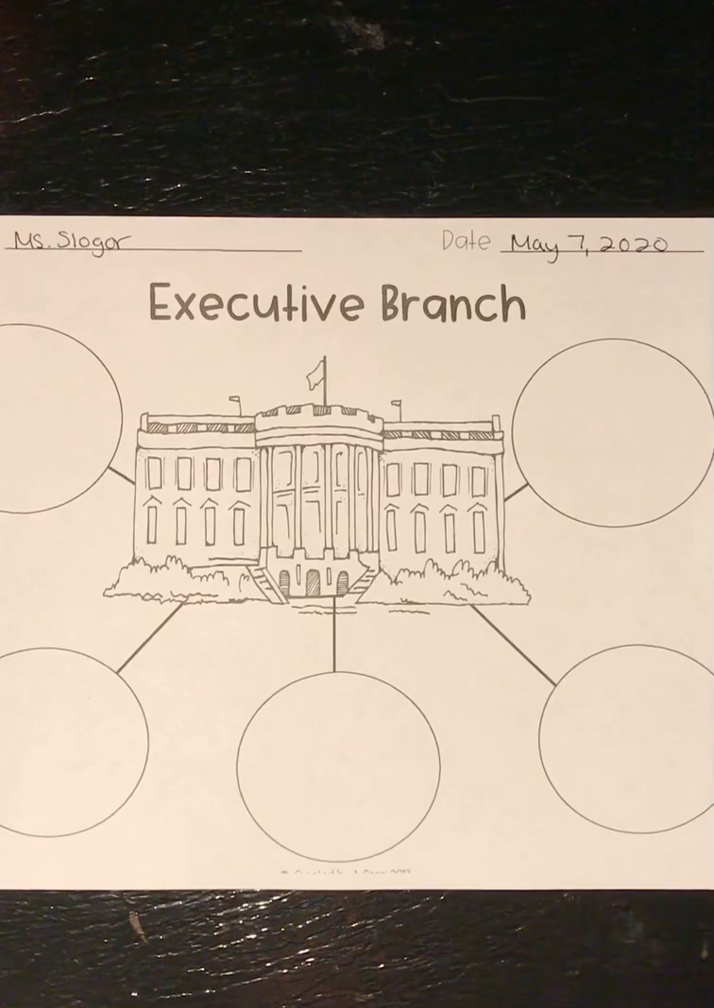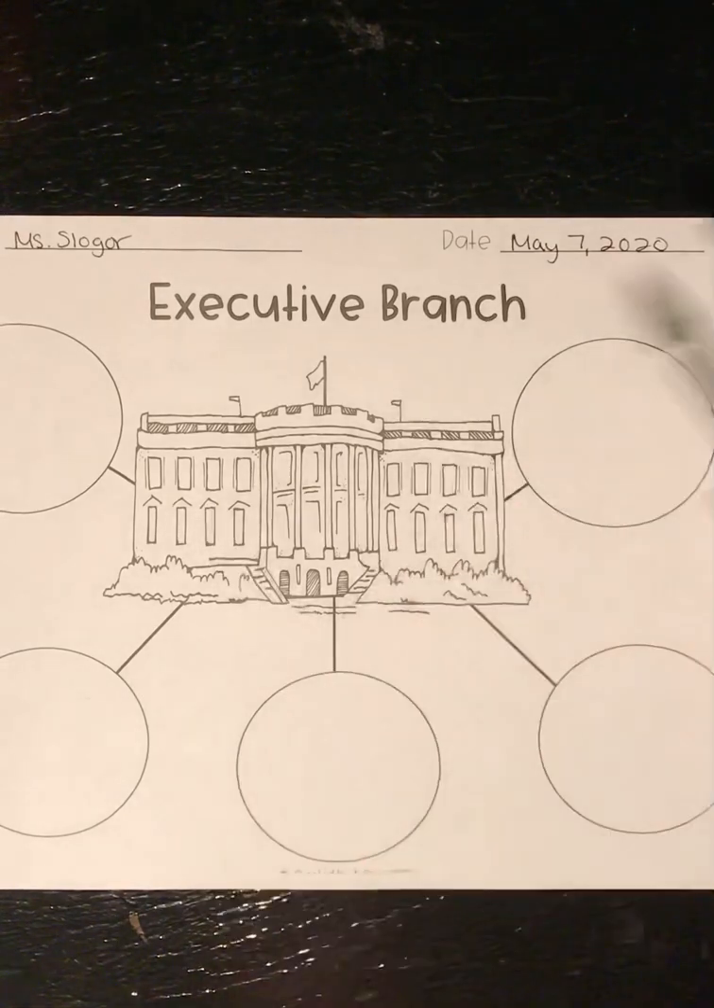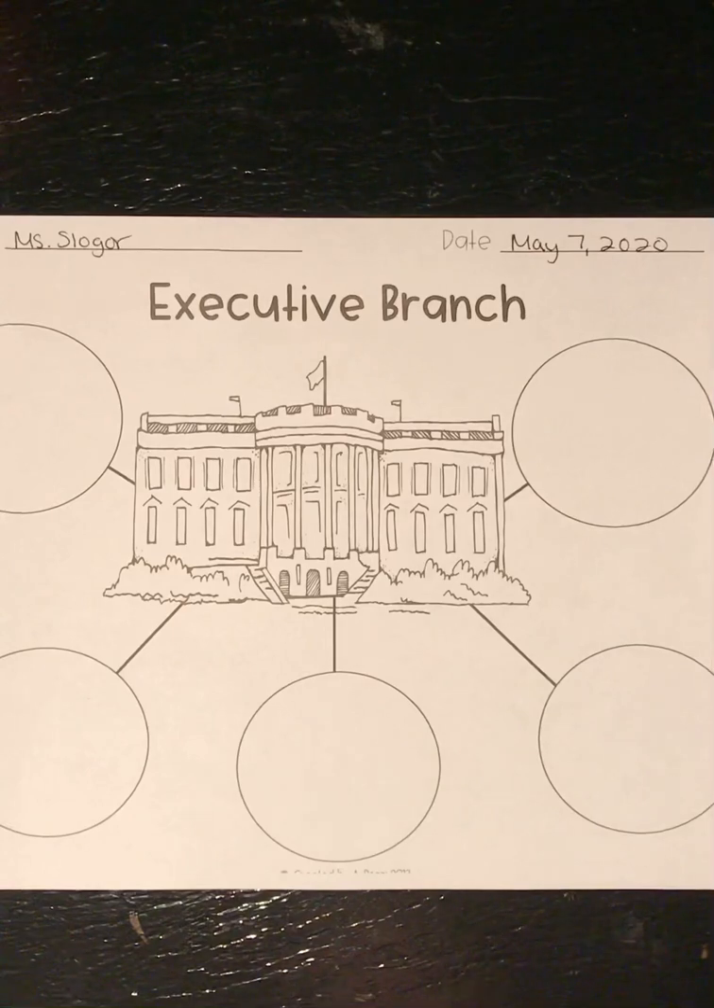This is week 2, worksheet 4, executive branch. Ms. Sloger's already gone ahead and she's put her name and the date at the top of the paper. And I know what you're thinking. Ms. Sloger, there's no instructions on the top of this paper. What am I supposed to do?